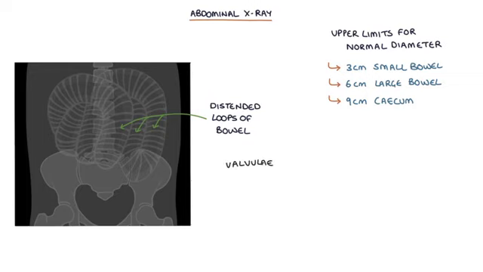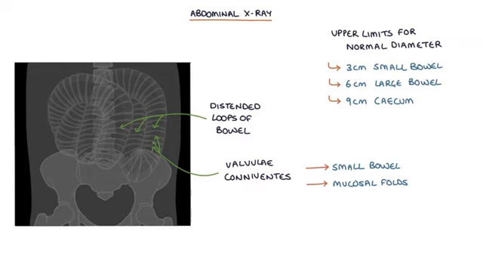The valvulae conniventes are present in the small bowel and are mucosal folds that form lines that extend the full width of the bowel. These are seen on an abdominal X-ray as lines across the entire width of the bowel, indicating that that area is small bowel.